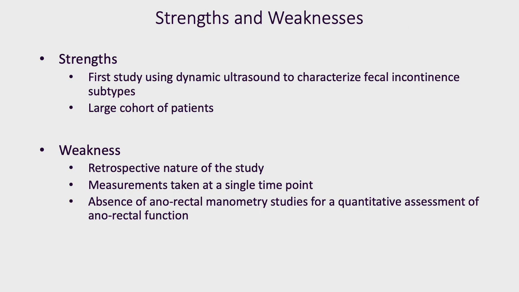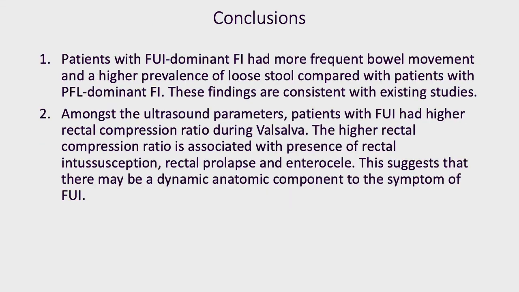Our study had several strengths and weaknesses. It's the first study that uses dynamic ultrasound to characterize fecal incontinence subtypes, and it had a relatively large cohort of patients. Some of the weaknesses include the retrospective nature, that the measurements were taken at a single time point, and the absence of quantitative anorectal manometry information.